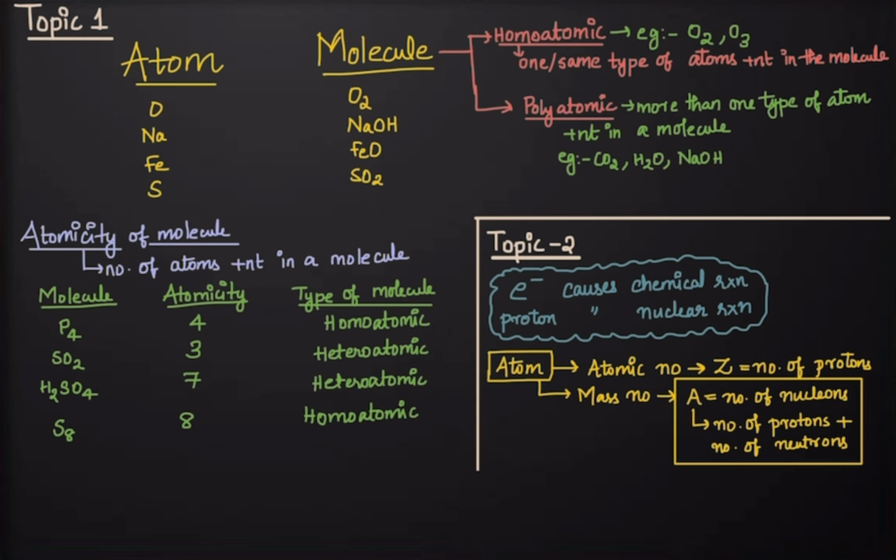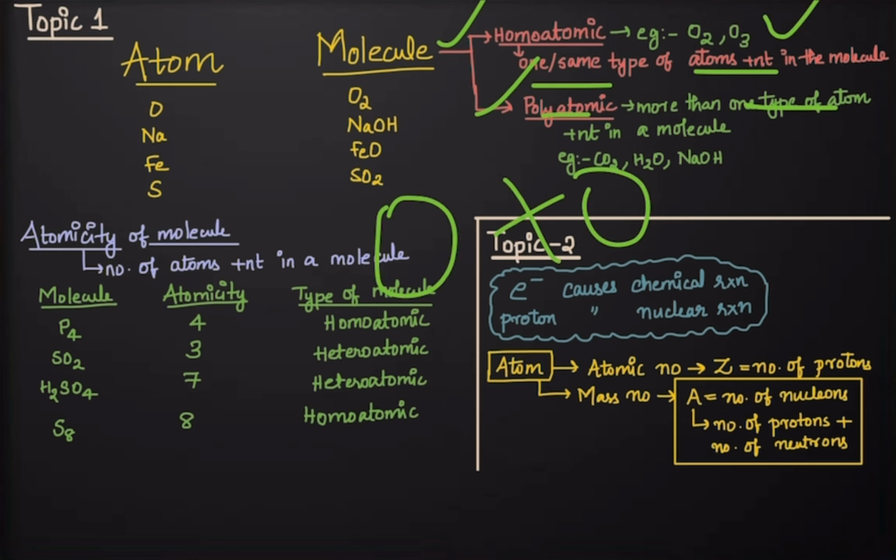There are two types of molecules, homoatomic and polyatomic. Homoatomic means only one type of atom, the same atom, is present in the molecule. Polyatomic means more than one type of atom is present. An example of homoatomic is O2 and O3. O2 means two atoms of oxygen, the same atom, are present.